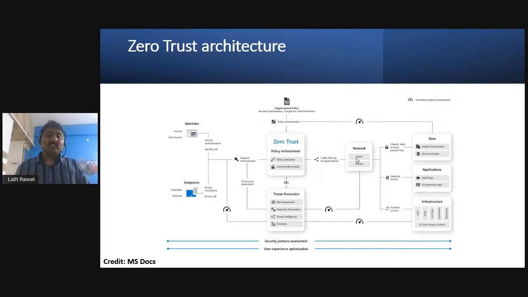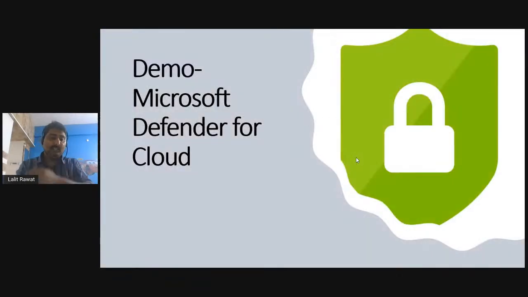But this is just a zero trust architecture, which I would like to show you, how your security posture assessments would be and how your user optimizations would be in terms of that. So if you have any questions around that, probably ask, and then I'll go with the demo.